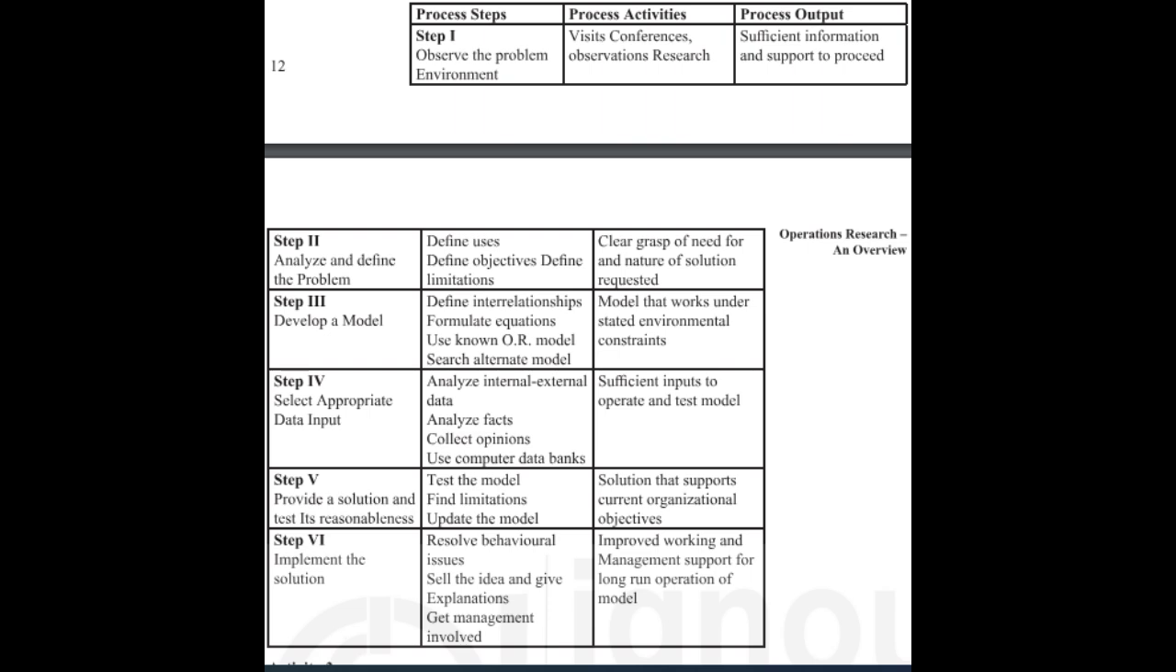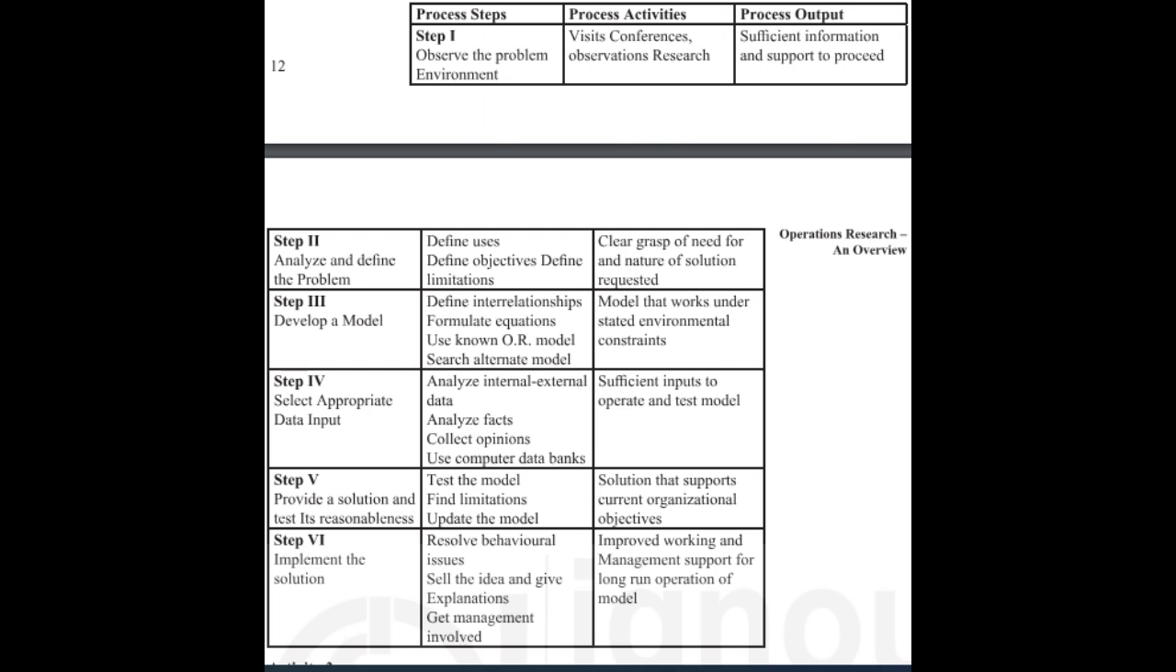Step 5. Provide a solution and test reasonableness. Step 5 in our process is to get a solution with the help of the model and data input. Such a solution is not implemented immediately. First, the solution is used to test the model and to find limitations if any. If the solution is not reasonable or if the model is not behaving properly, updating and modification of the model is considered at this stage. The end result of this step is a solution that is desirable and supports current organizational objectives.